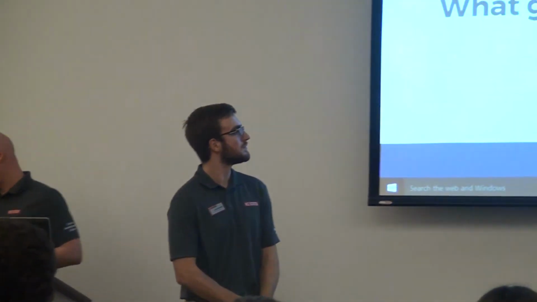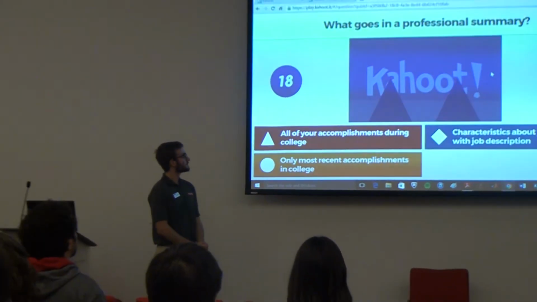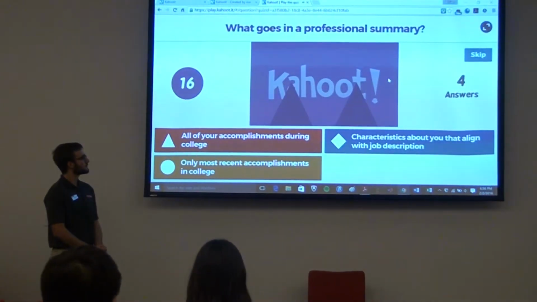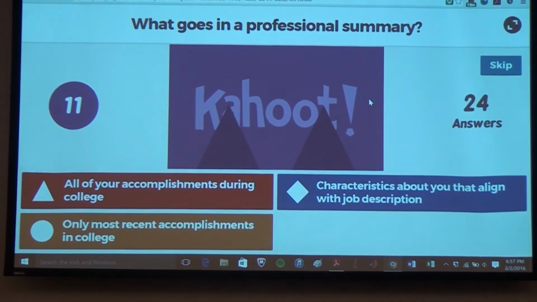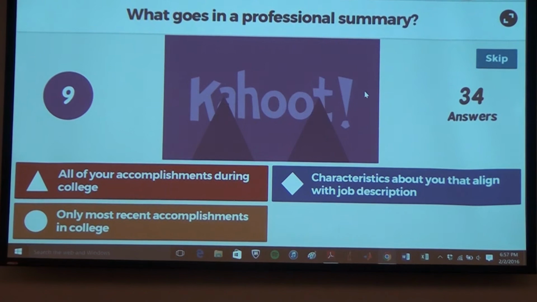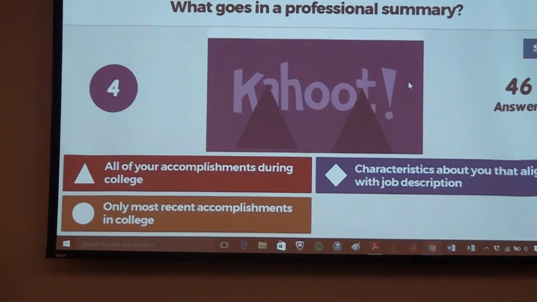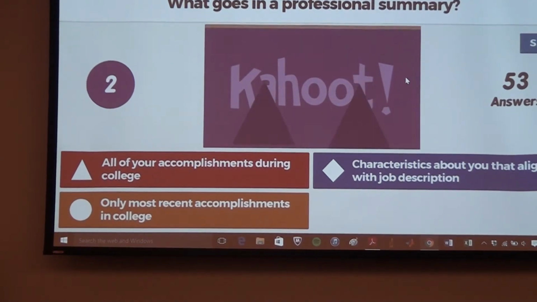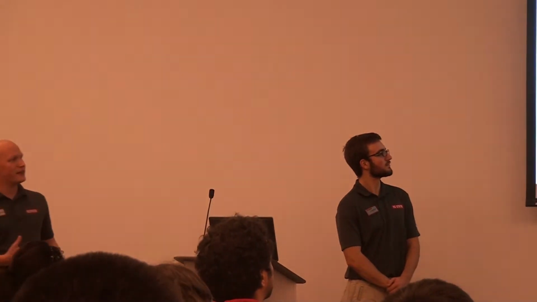Next question. So what do you write in a professional summary? What do you include in there? Do you do all of your accomplishments throughout your time here at NC State? Do you do the characteristics about you that align with the job description? Or is it just the most recent accomplishments during your time here? All right, yeah. So the answer there is the characteristics about you that align with that job description.